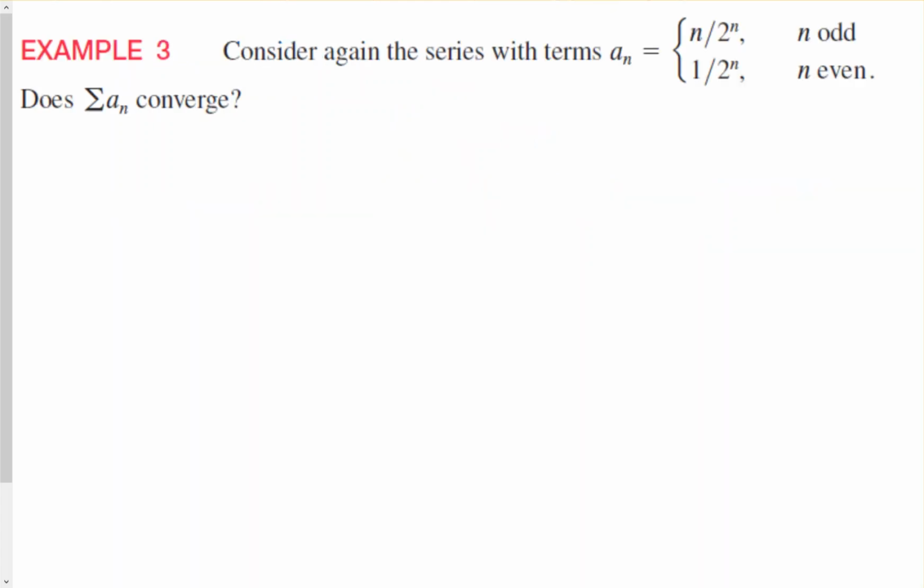Okay, so let's take a look. Example 3. Consider the series with the terms a_n equals n over 2 to the n when n is odd, and 1 over 2 to the n when n is even. Does the series converge?